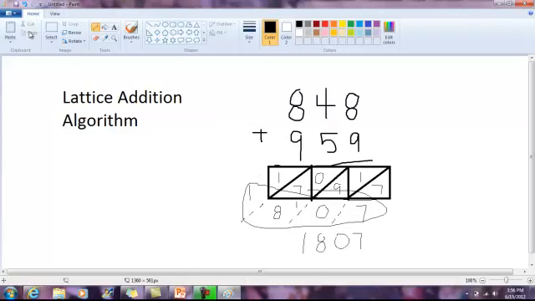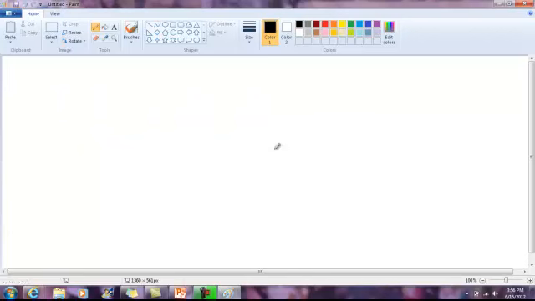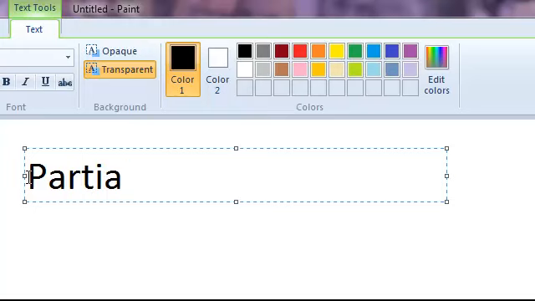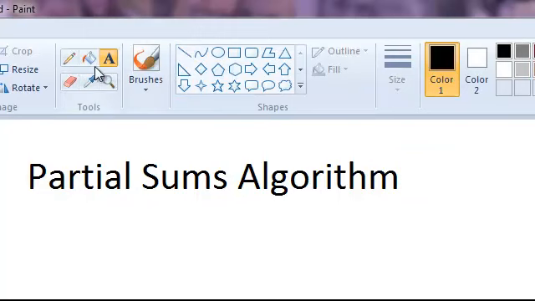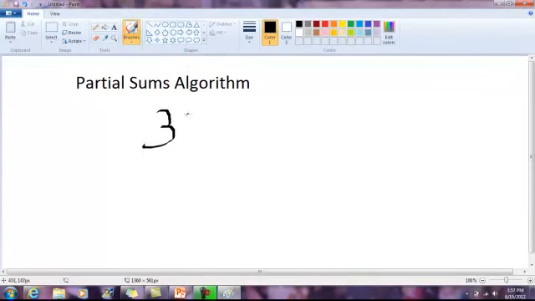Pretty easy. Another algorithm that I'm going to teach you today is called the partial sum algorithm. And this is also a really great one because it makes you think a little bit differently about the problems, which can be good to teach in a classroom. So we are going to start with the problem 387 plus 576.